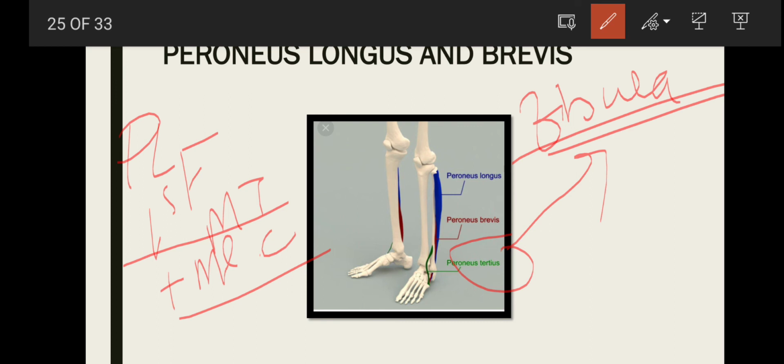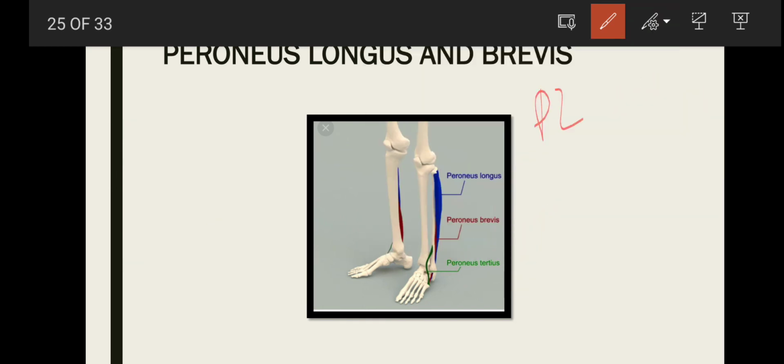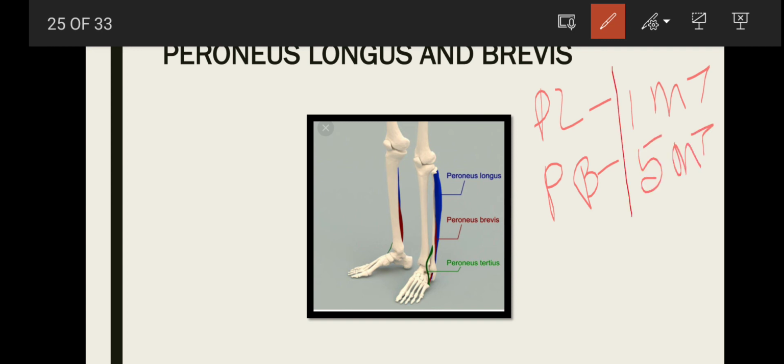Peroneus brevis muscle also takes its origin from the middle one-third and also the lower one-third of the shaft of the fibula, and it inserts towards the lateral side of the base of the fifth metatarsal bone. So peroneus longus is to the first metatarsal bone, and peroneus brevis is towards the lateral side of the base of the fifth metatarsal. So both are towards the lateral side. So this tendon lies laterally.